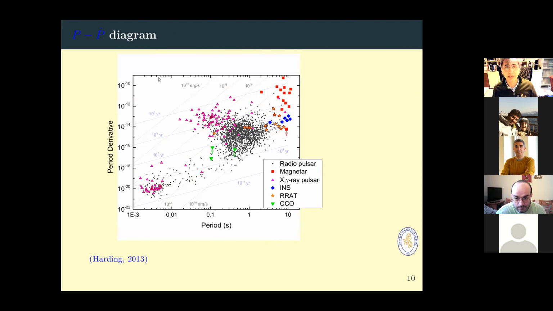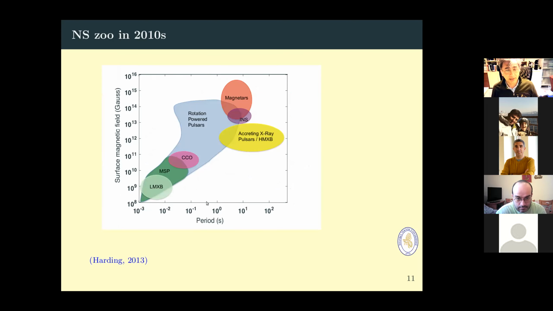If you look at the period period-derivative diagram, you see that some objects with similar period and period derivatives just behave differently. So this is not sufficient to understand the properties or diversity of these neutron stars. And you see the surface magnetic fields and periods. There are overlapping regions in this diagram. So it is also telling us why is this so.